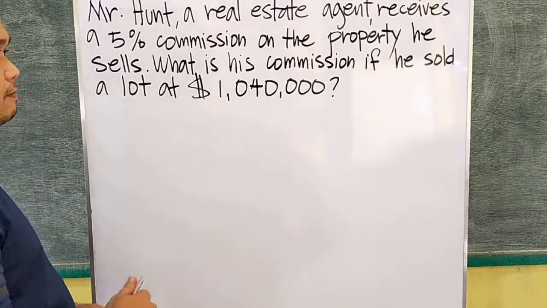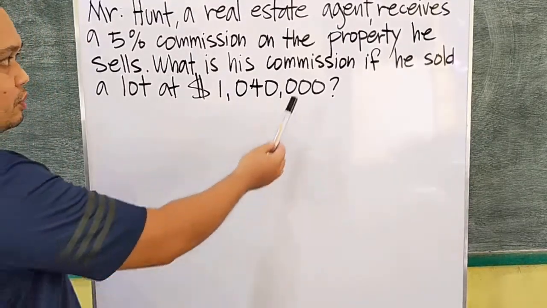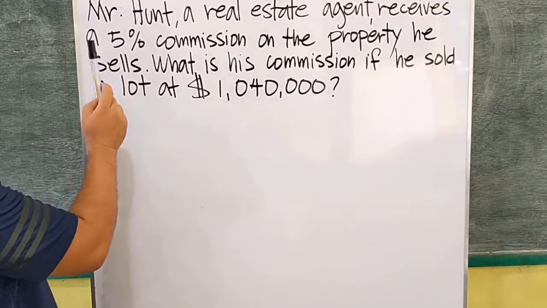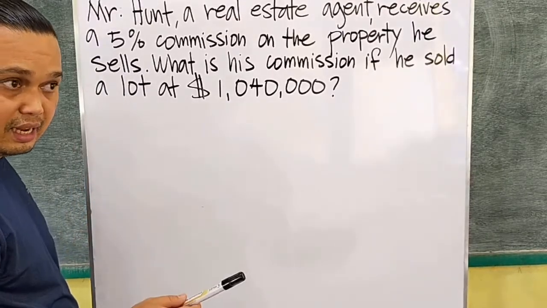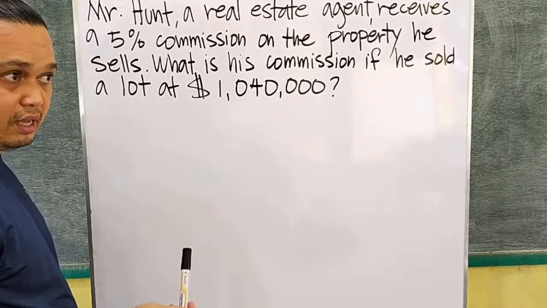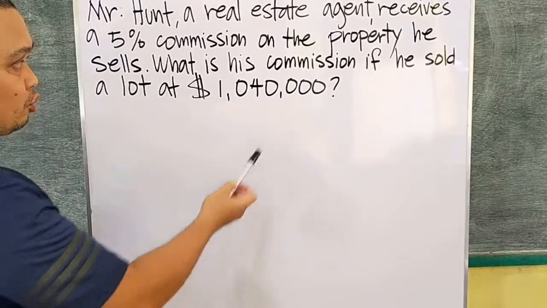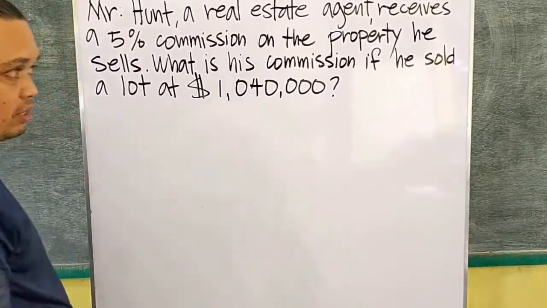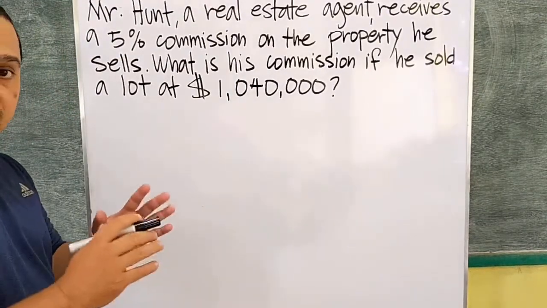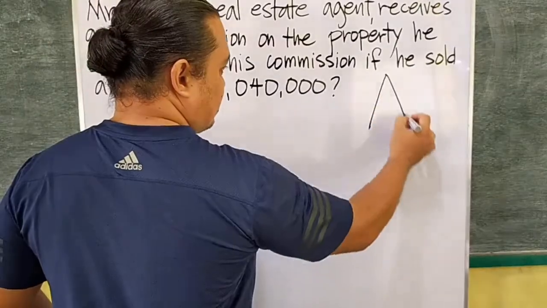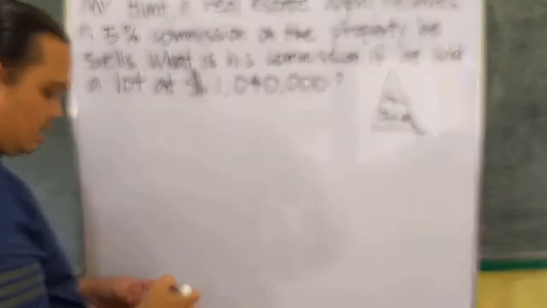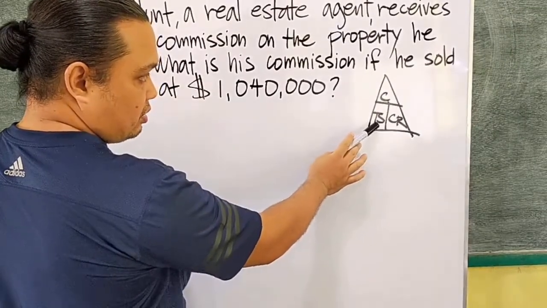Now, if you're going to explain this, the problem is we are looking for the commission of Mr. Hunt, if his company is giving 5% commission on the property they sell, depending on how much that property is. We are looking for the commission of Mr. Hunt because he sells an amount of $1,040,000. Now using the Tekans triangle, the formula is C, TS, and CR. C for commission, TS for total sales, CR for commission rate. Now let's first answer the problem.